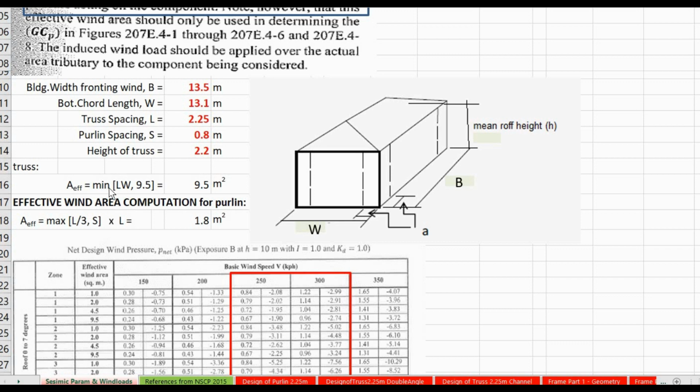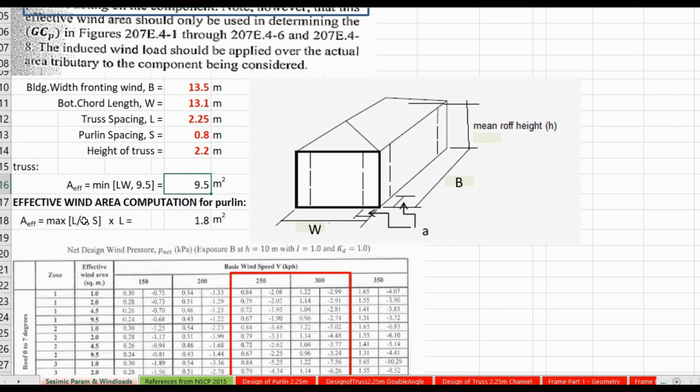Now let's compute the area effective of the truss. That is the minimum of two equations. So that is LW, or 9.5 square meters. So if you will compute 2.25 and 13.1, you will multiply that. So that is 2.25 times 13.1 is 29.475. So ang gagamitin natin ay 9.5 square meters.